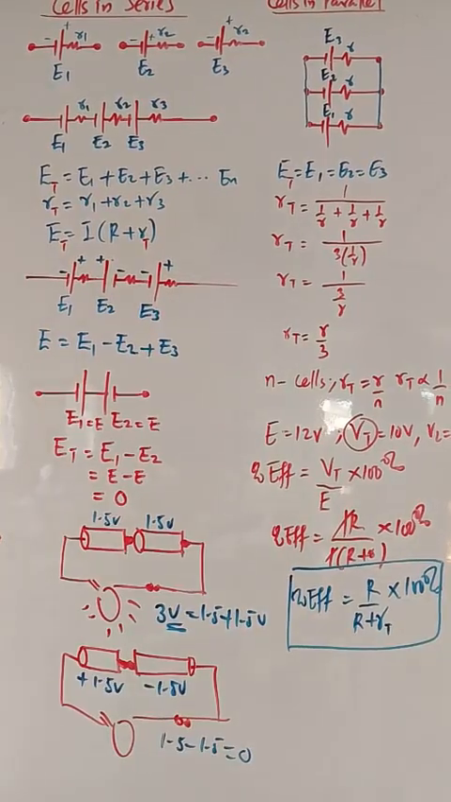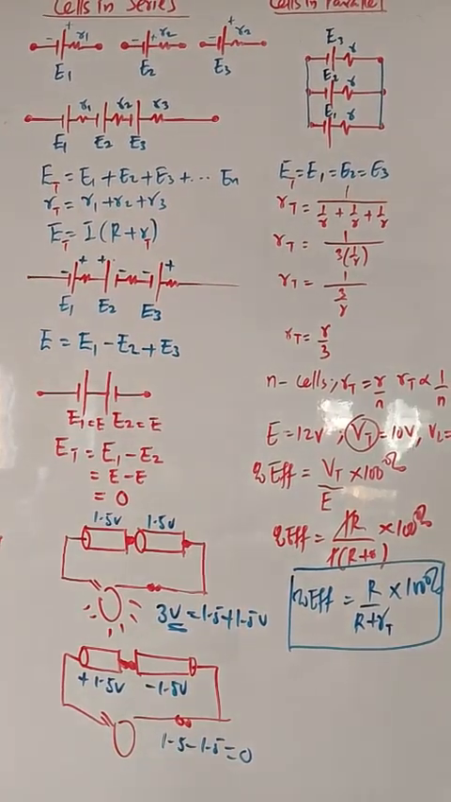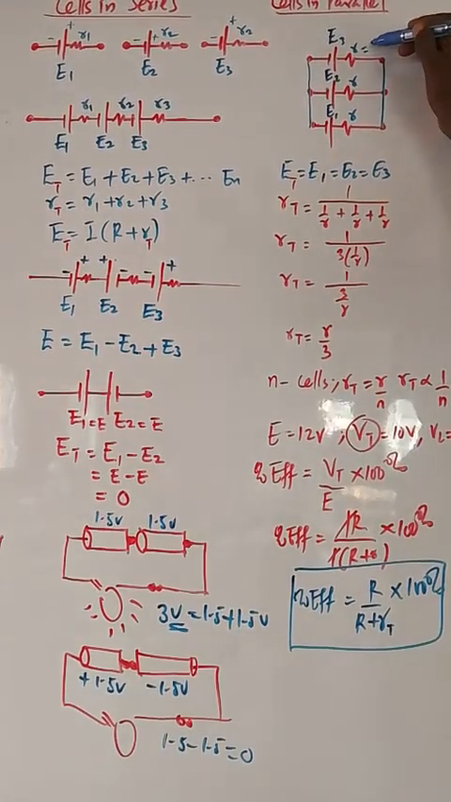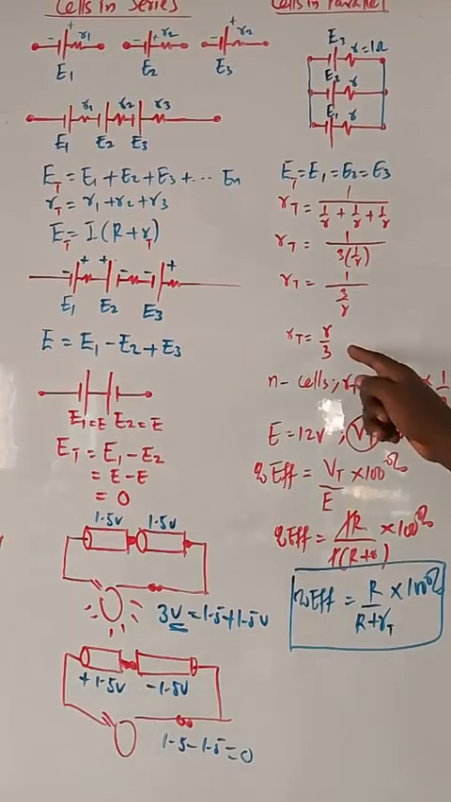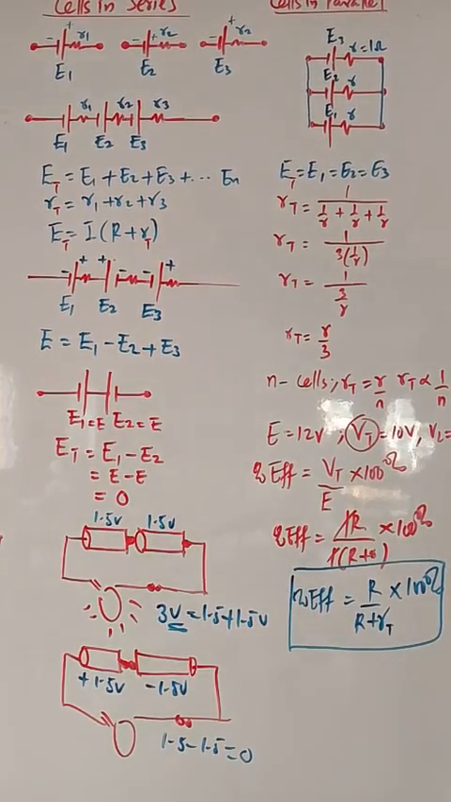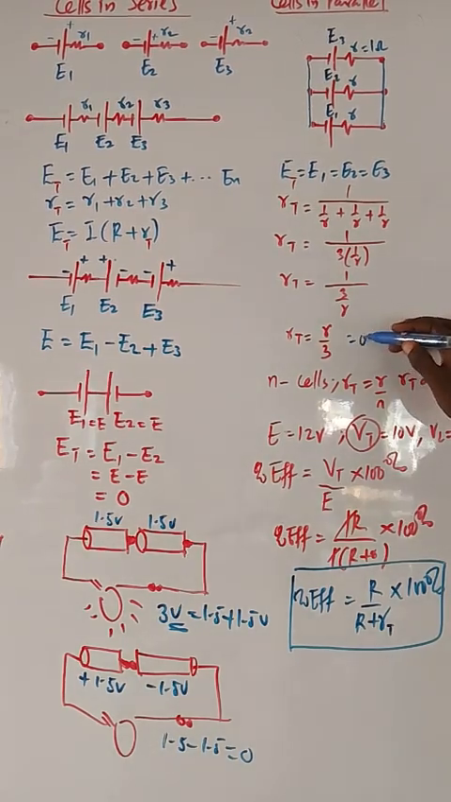So in case you are asked, to increase the efficiency of cells, they are meant to be connected in dash. Is it series or parallel? The answer is in parallel, because in series it adds up. Let's suppose this r is 1 ohm. So at the end of the day, I'll be having 1/3, that is 0.33 ohms. That will be the effective.